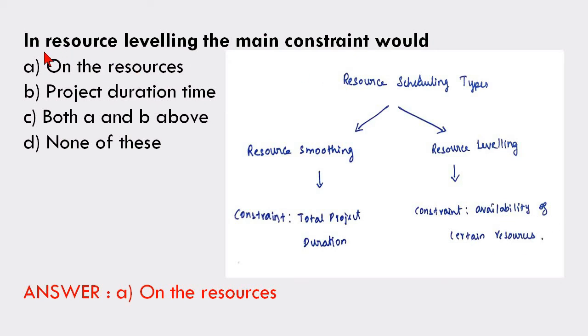If you see here in our question, they have asked resource leveling, okay. So resource leveling, the constraint is availability of certain resources, okay, on the resources, not on the project duration time, okay. So resource smoothing, if they ask in resource smoothing, the main constraint would be project duration, that is the project duration time is the answer, okay.